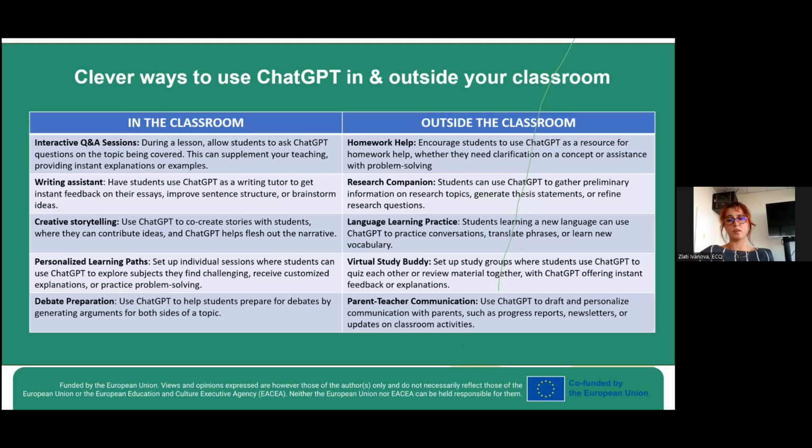Also, you can use it for parent-teacher communication. If you have to draft a lot of emails, you can actually ask the chat to help you send out preset emails. If you send emails to parents often, you can keep them as drafts and just adjust the wordings that you need. Or if you write progress reports or some sort of newsletters for the school, it could be really useful to provide structure.